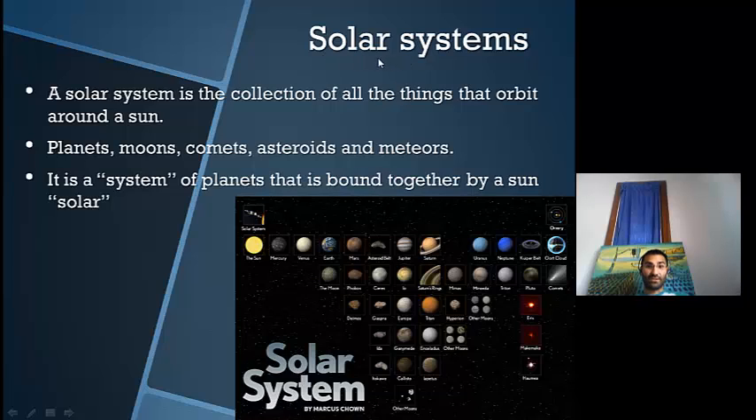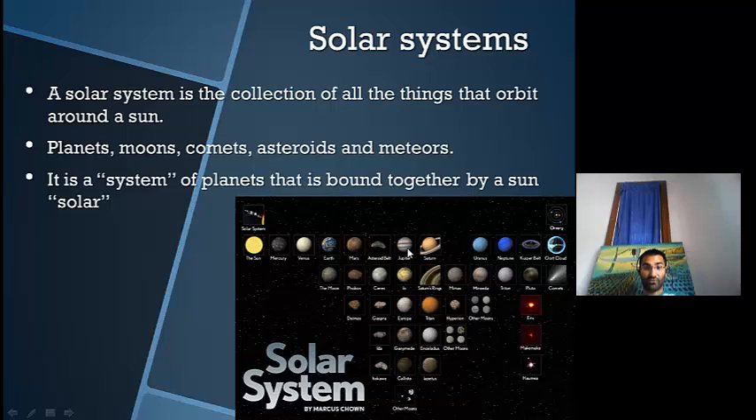A solar system, solar means sun. So a solar system is a collection of things that orbit around a sun. Those things can be planets, moons, comets, asteroids, meteors. If we have a look at our sun here, that is the center of our solar system. It has a number of different planets. You can see these 8 planets across the top, which orbit around it, and then around each of those planets there are generally moons.